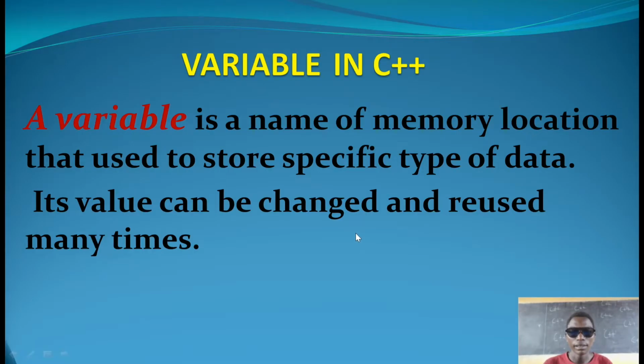Here is the summary of our lesson, variables in C++. We have started with the variable definition. We have seen that a variable is the name of a memory location that is used to store a specific type of data. We have seen that its value can be changed and used many times in a C++ program, of course.